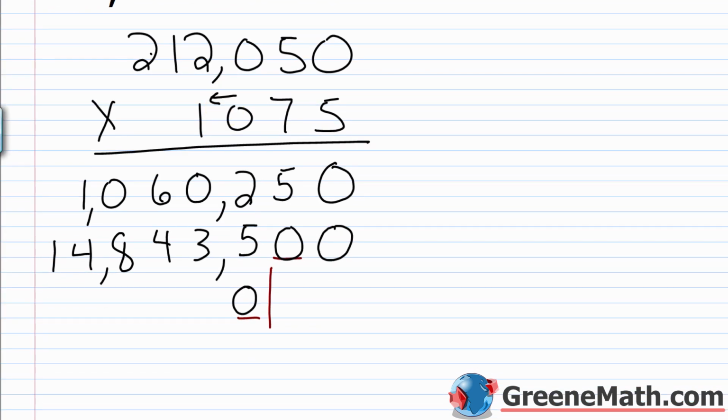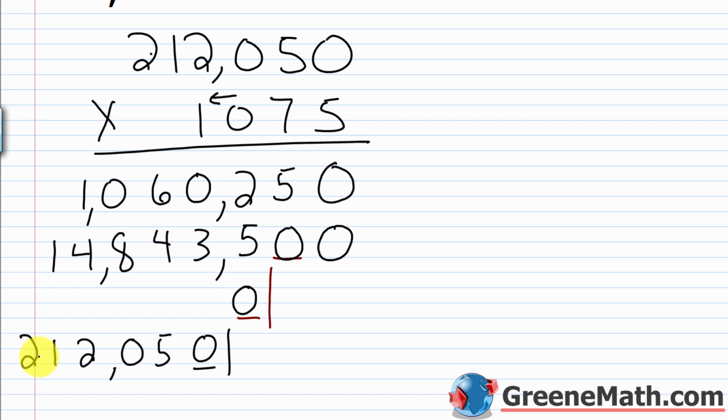and look at this 1 here. So now I've got to start my answer here in the thousands place. Okay, I've moved all the way to the thousands place. Notice how this 1 is in the thousands place. Okay, let's start. So we have 1 times 0, that's 0. We have 1 times 5, that's 5. We have 1 times 0, that's 0. We have 1 times 2, that's 2. We have 1 times 1, that's 1. And we have 1 times 2, that's 2.